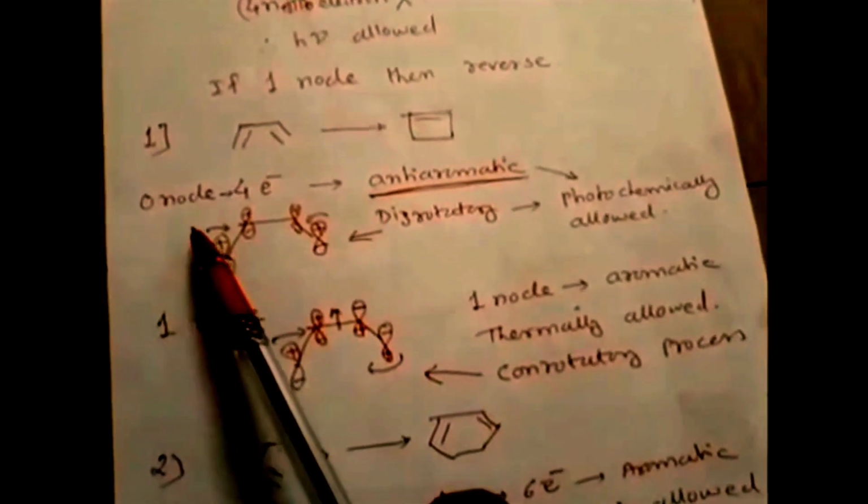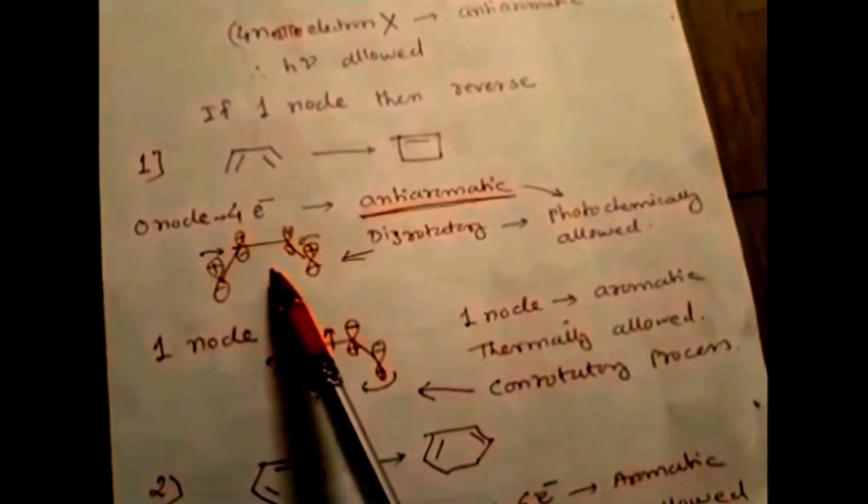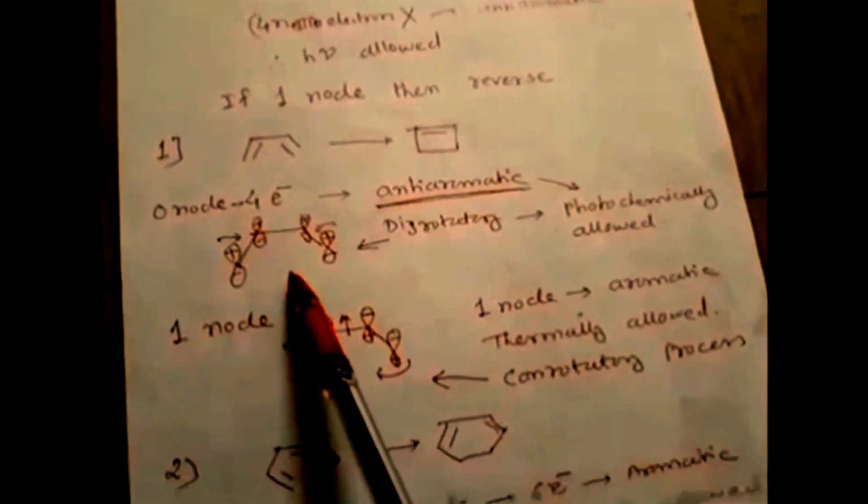Now if the reaction is photochemically allowed and 0 node, then the pi orbital is like this. These are all positive signs. In order to match this positive sign, one orbital is to be rotated in the clockwise direction, whereas the other in the anti-clockwise direction. That means this process is a disrotatory process, photochemically allowed. So we arrive at the same conclusion as that of the correlation diagram method.